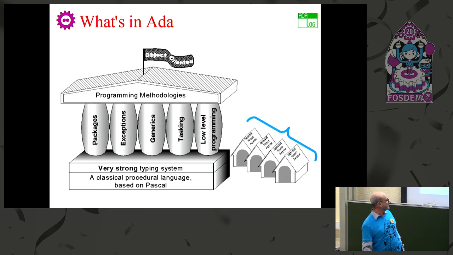And you have the doghouses on the side here that are called special need annexes, because not everyone has the same needs, and because every Ada compiler is validated against a very difficult validation suite, if you put something in the language, you must provide it. No subset, no superset is allowed.